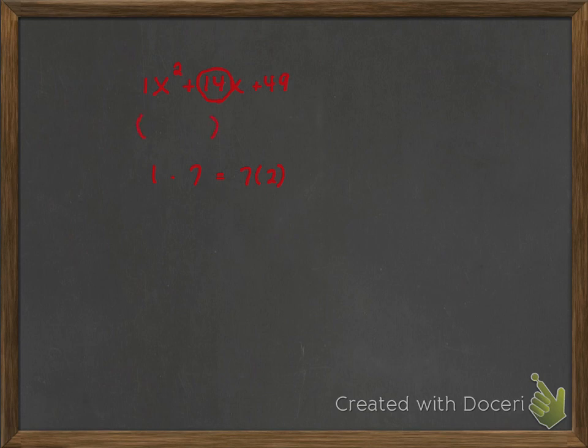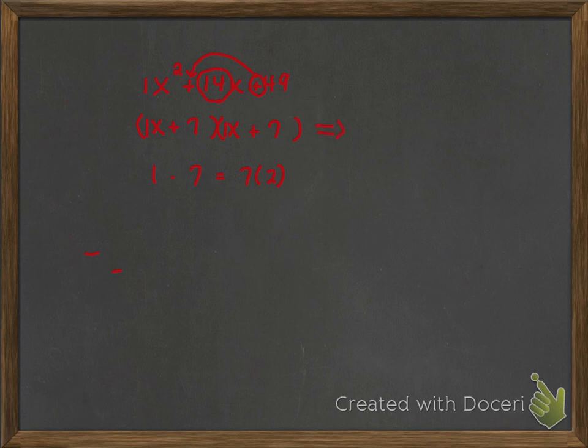So I'll have 2 sets of parentheses. An x will go in each one, or you could say 1x. Doesn't matter. Both my signs are the same. They're both positive, so I'll have a plus in each one. And then the square root of 49 will go in as 7. So the way that we can rewrite this, we could say x plus 7 times x plus 7.